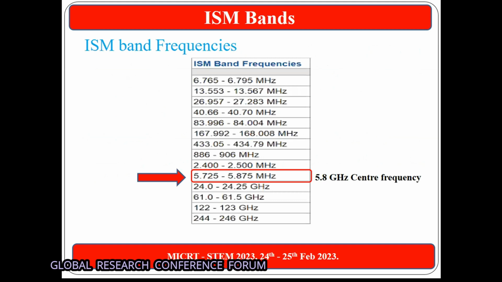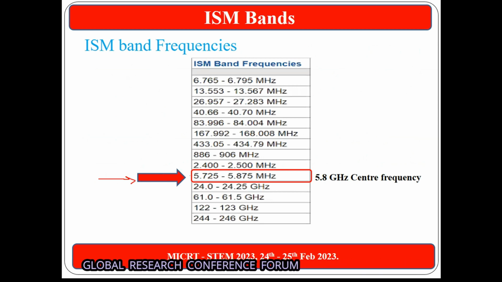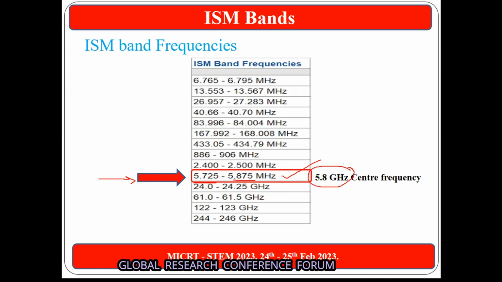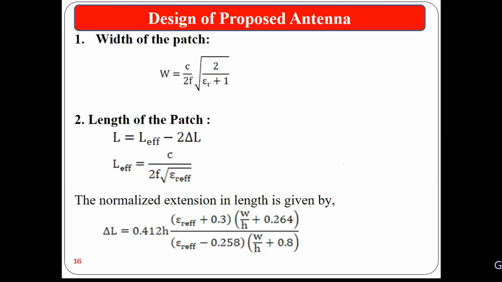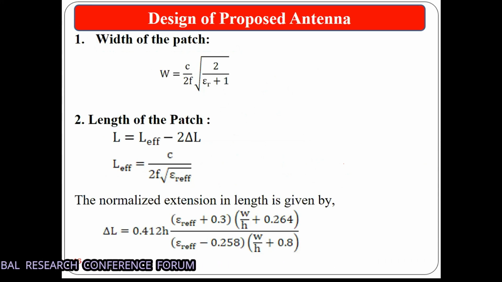bands. Now, my paper is mainly intended for the frequency of 5.8 gigahertz. This band ranges from 5.725 to 5.875 gigahertz, and the center frequency is 5.8 gigahertz. So my antenna design is at 5.8 gigahertz. So, design equations for the antenna at 5.8 gigahertz. I use the width and length formulas for designing this antenna.